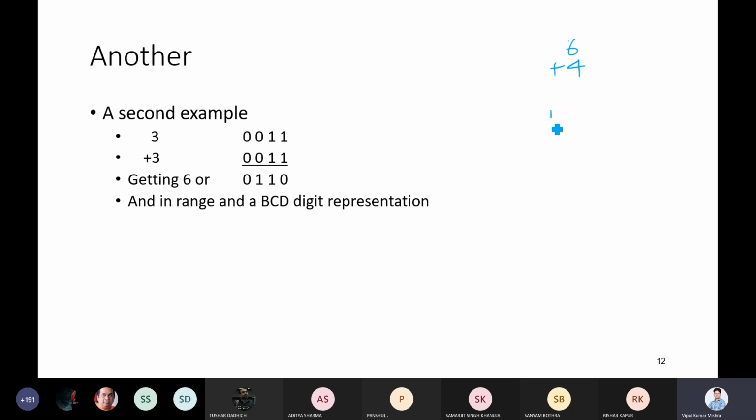So if you represent 6, what will it be? It will be 0, 1, 1, 0. What about 4? 0, 1, 0, 0. Now if you do addition, it will be 0, 1, 1, sorry, 0 and 1. Getting what this number is?